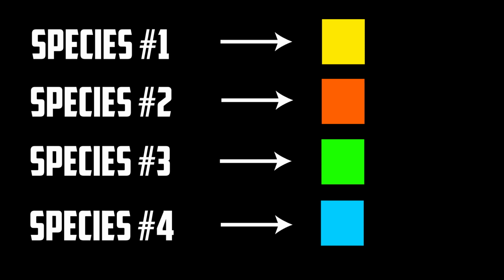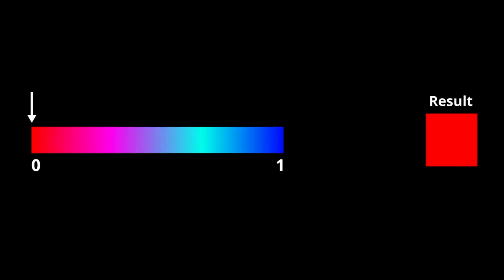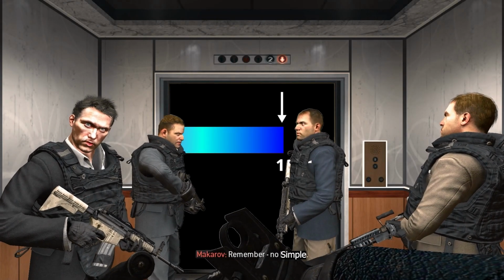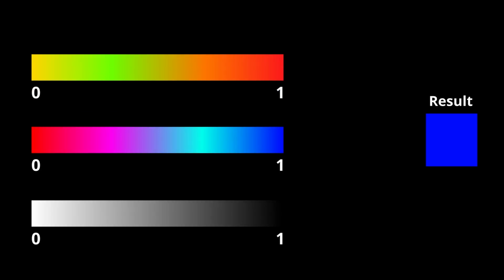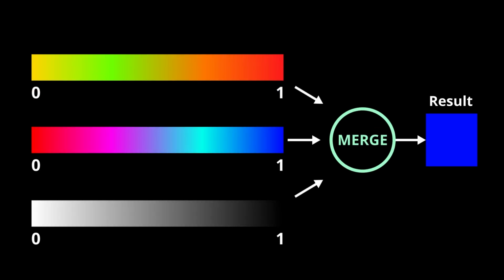Watch me try. One way to do coloring is to have a color palette and choose a color from that based on a parameter between 0 and 1. But that would be simple, and remember, no simple. So what do? We add more color palettes. And then we use the merge function to merge all those color values into one single value.